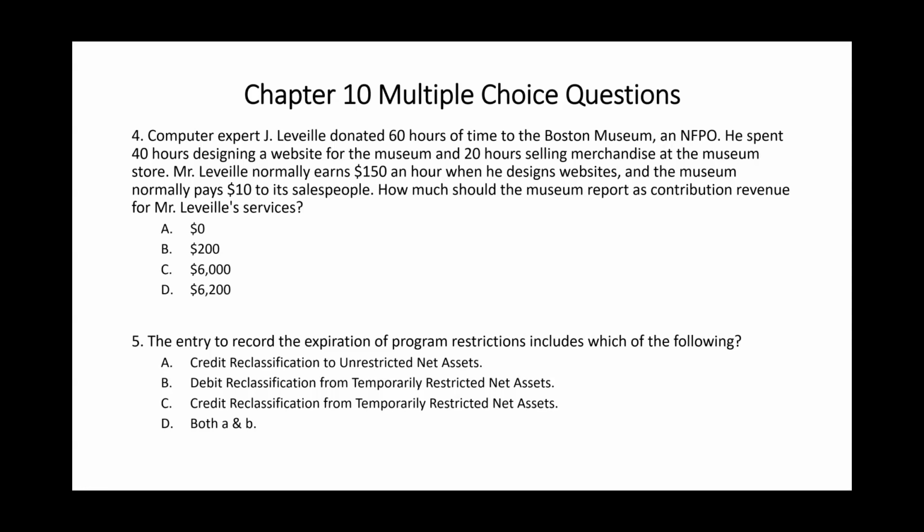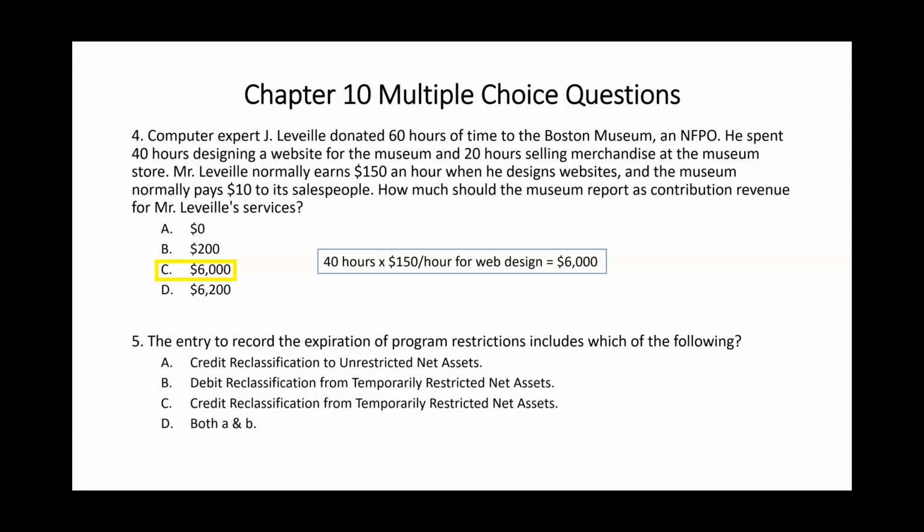Recall, we only record contributed revenue for something that we would have to pay for, typically, right? So that means that those 40 hours that he spent designing a website, we're going to charge $150 towards our contributed revenue and towards an expense, right? So that's going to be $6,000. We don't charge for the time that he spent working in the museum's gift shop, right? We only charge for the 40 hours that he spent designing a web, because we would typically have to pay a professional to design that website.